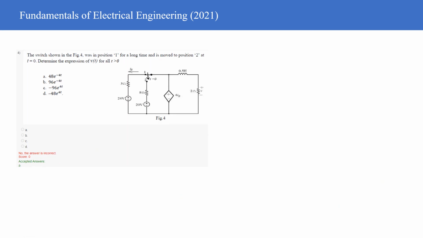So the next question is: the switch shown in figure 4 was in position 1 for a long time and is moved to position 2 at time t equals 0. Determine the voltage for all time t greater than 0.